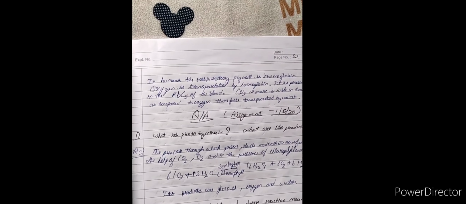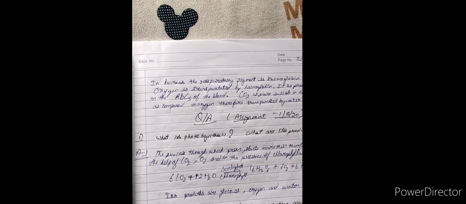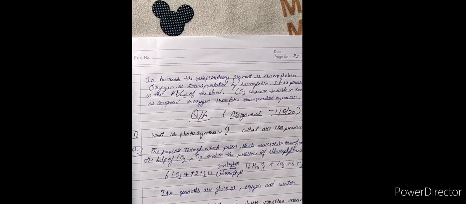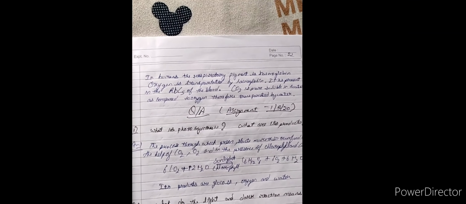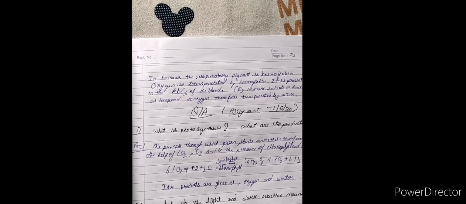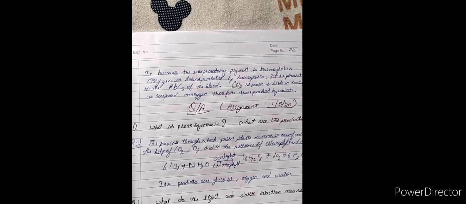You will learn about RBCs, WBCs and platelets in my next video. Now, CO2 is more soluble in water as compared to oxygen. That's why CO2 is transported by water throughout the body. Now the respiration part also gets over.